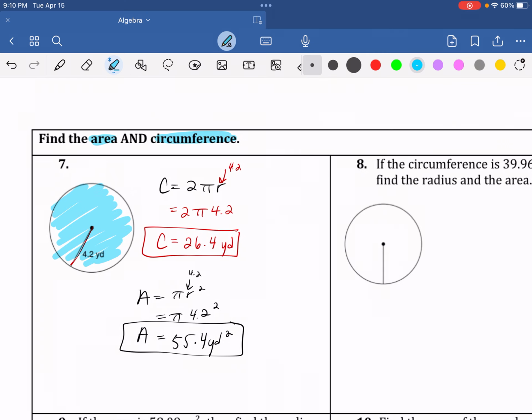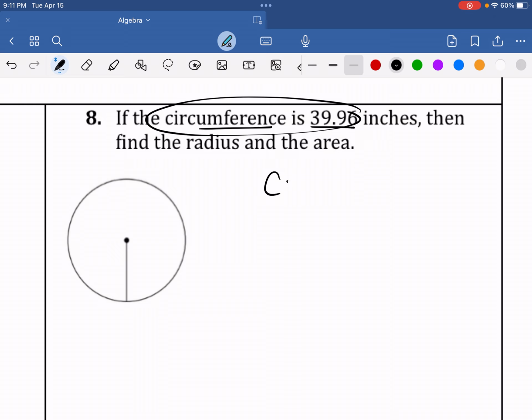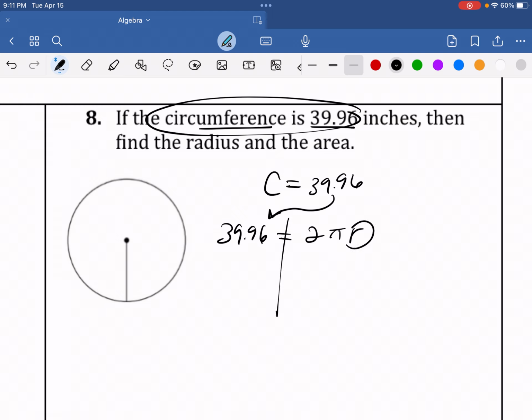All right, so number 8, find the circumference. If they said the circumference is that, they mean the answer to circumference is 39.96. So you need to start with the formula for circumference. So that's 2 pi r. And where you see C, you erase it and you put 39.96. And now you solve for r. That's the only variable we have. So 2 times pi times r.